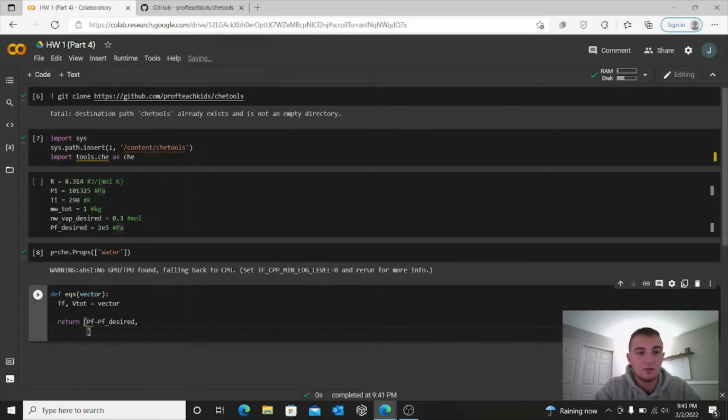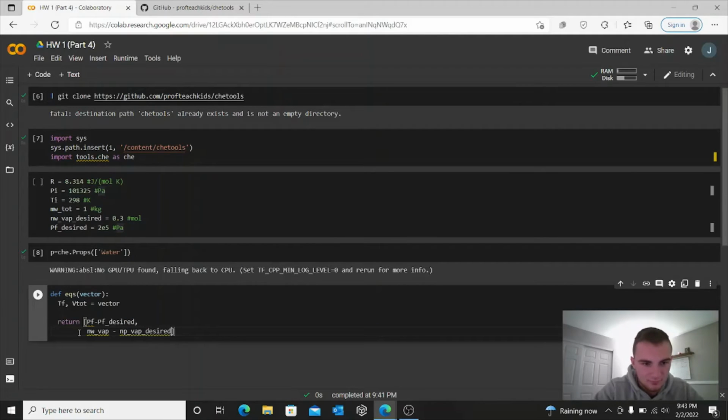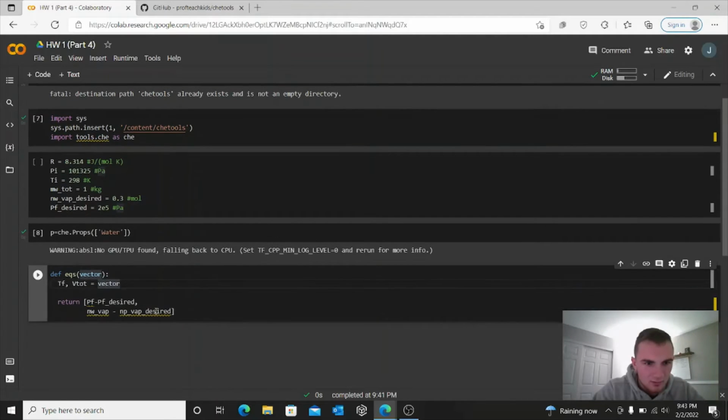So we can do this as well for the number of moles of water in the vapor phase. So if we do the number of moles of water in the vapor phase minus the number of moles of water in the vapor phase desired, okay, I made a typo here. So the number of moles of water in the vapor phase. So this will essentially say that the number of moles of water in the vapor phase will have to equal 0.3 for this equation to equal 0.